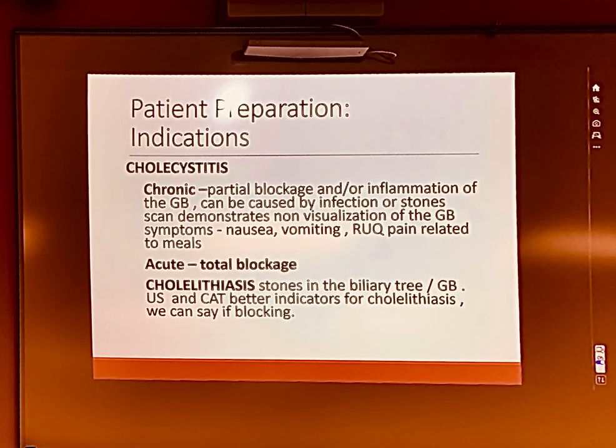So now, what does it look like on your study when you have chronic cholecystitis versus acute cholecystitis? If you have acute cholecystitis, the gallbladder is never going to show up, because it is swollen and it is not functioning.